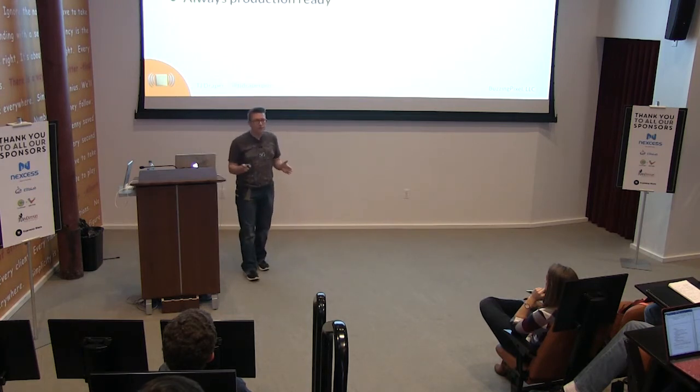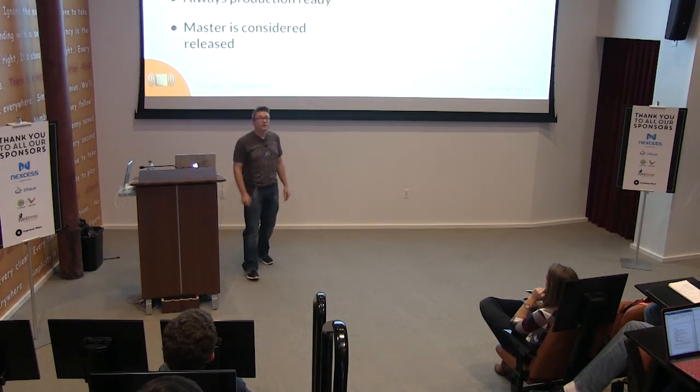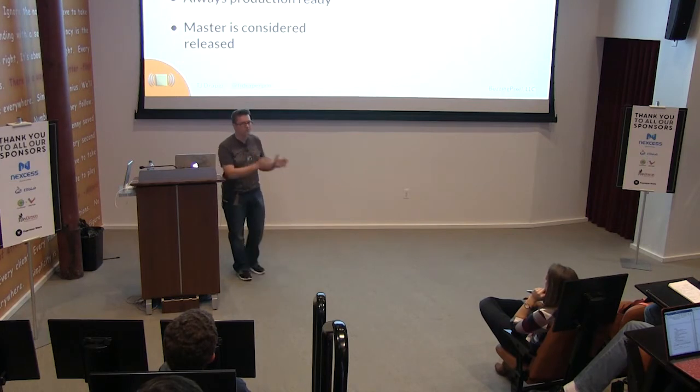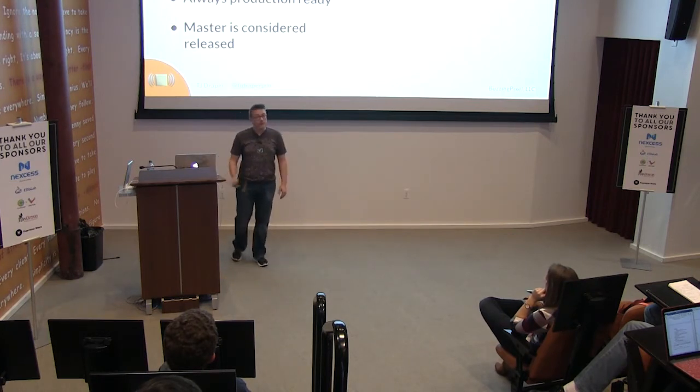Master is always production ready. And master is considered released code. The latest commit in your master branch in GitFlow is your released code. It should always be your released code. So that's the master branch.